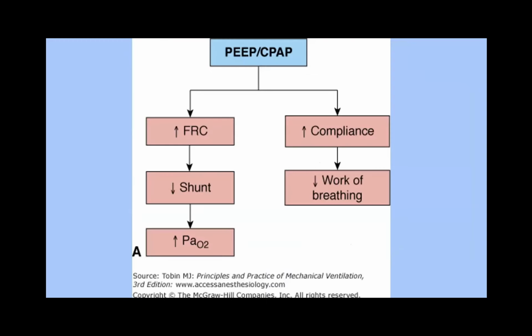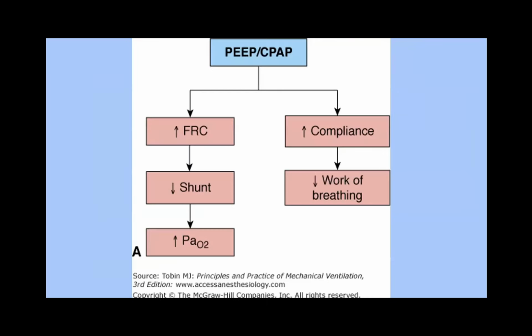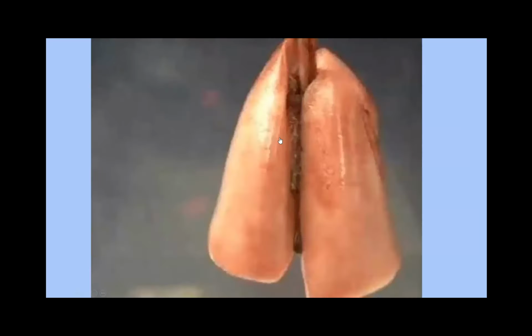Now, what is PEEP? PEEP is positive end expiratory pressure, and this one is something very important that all of you need to understand. So PEEP is nothing more than the amount of air and pressure that you leave at the end of exhalation. So the more PEEP we give, the more we start to recruit the alveoli that are closed. So let me show you a video to get an idea of what PEEP is.